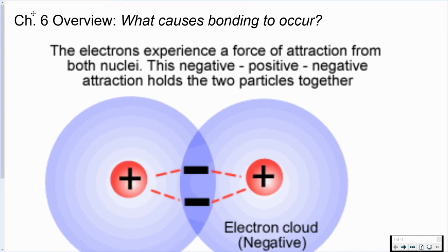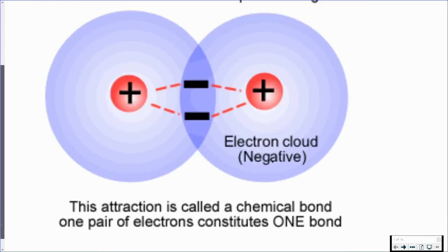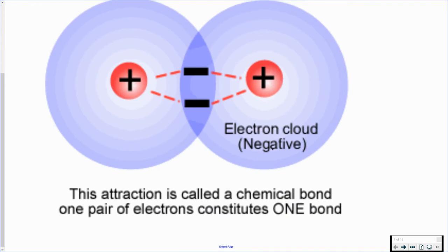It's chapter 6. Let's talk about what happens with a bond. So, what happens with a bond is you get two electrons that are pulled from both nuclei, and it creates a chemical bond. As you can see, it overlaps right there.